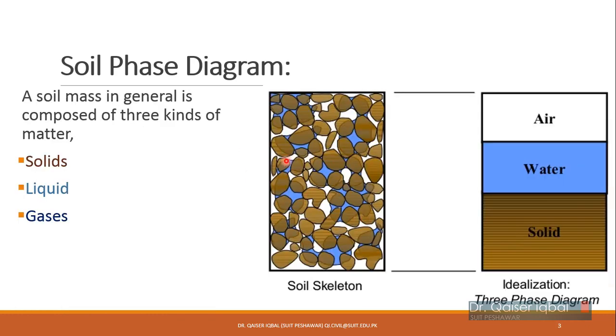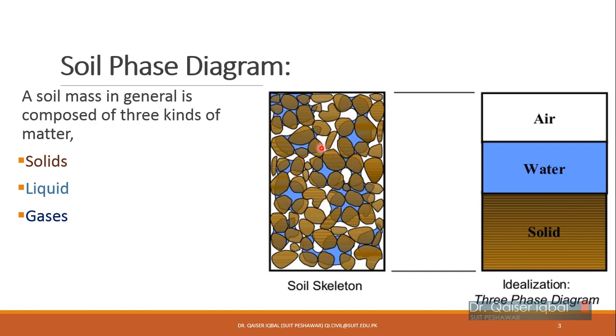Over here you can see the soil skeleton of a typical soil being idealized. We have soil particles of irregular shapes, and because of their irregular shape they form empty spaces between them. In this case the empty spaces are partially filled with water, shown in blue color, and partially filled with gases, or typically we call it air.